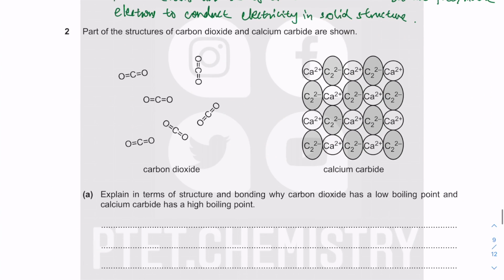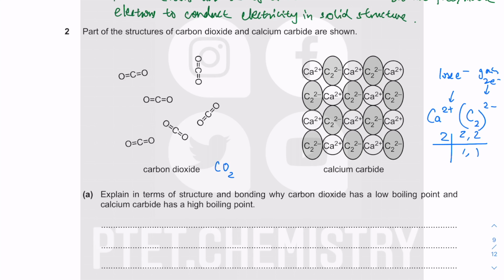So moving on to the next question. Part of the structure of carbon dioxide is your case study. Calcium carbide is not your case study, but looking at Ca2+ and C2 2-, I hope you can see this transfer. It has lost 2 electrons. This one gained 2 electrons. So 2 and 2, the LCM is 1 and 1. So the formula of calcium carbide is Ca2+, 1 of it, C2 2-, 1 of it, so it's CaC2. Okay, so this is definitely giant ionic structure.